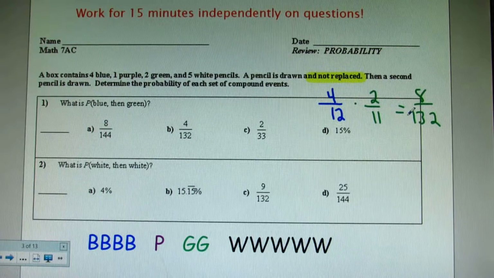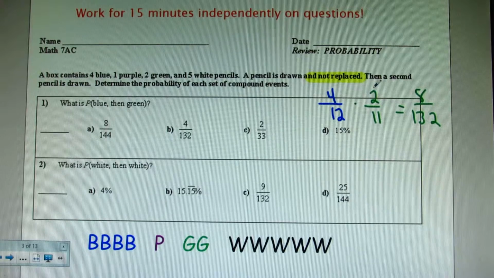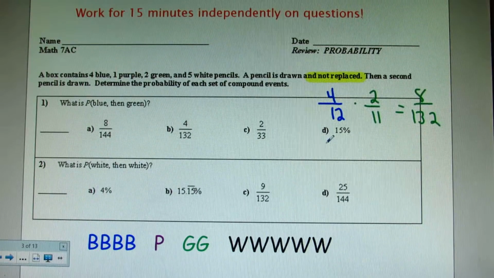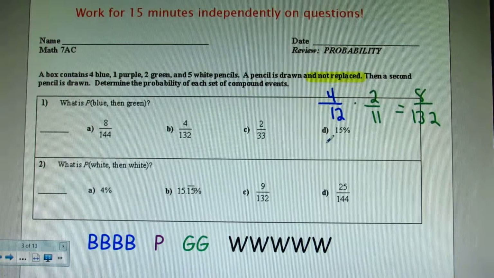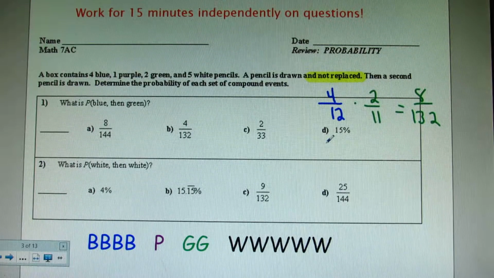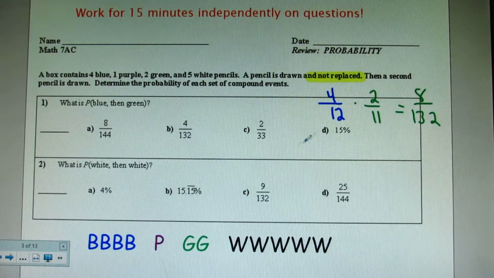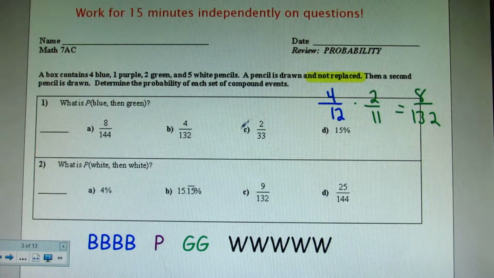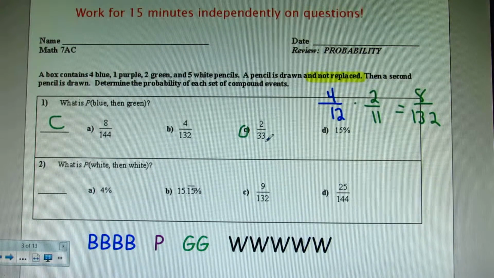So I multiply those, and oh no, my answer's not there. What do I do? Oh, I'm going to try to reduce. If I can reduce, my answer will be on the sheet. So I'm going to do 8, 132, and up. Hey, one of those works. Which one? Choice C. So that reduces to 2 out of 33.